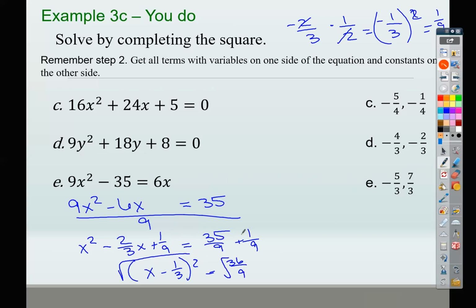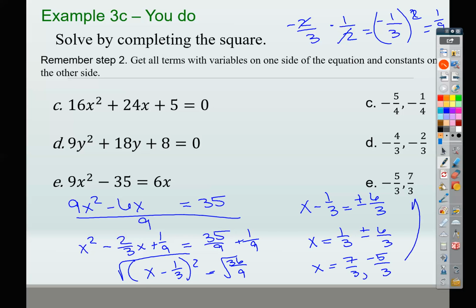When you take the square root, both of those are perfect squares. So I'd have x minus 1/3 equals positive and negative 6 over 3. Then I add the 1/3 to both sides. So 1 plus 6 is 7 over 3. And 1 minus 6 is negative 5 over 3. And that is how they got these kind of answers.